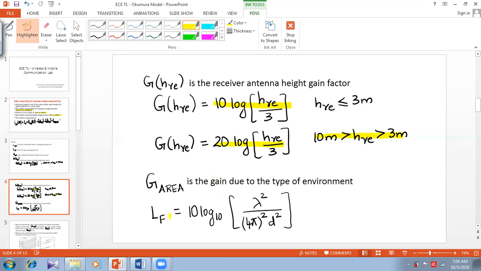Now, LF, the free space path loss, is given by 10 log to the base 10 of lambda squared by (4 pi) squared d squared. This is the formula we will be using, where we can calculate lambda since we know the speed of light and the frequency is given to us. D is the separation distance between your transmitting and receiver antenna. This is how you can find the free space path loss.